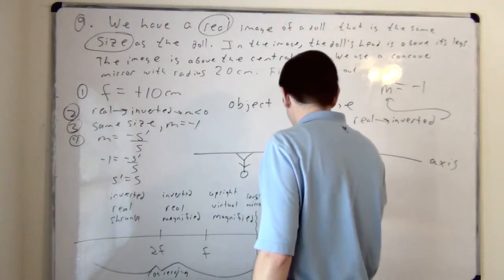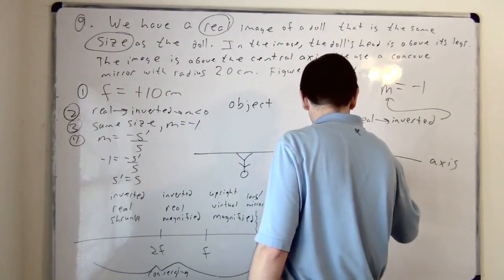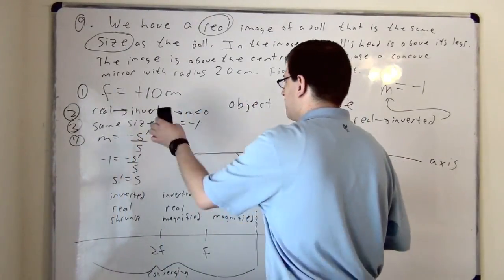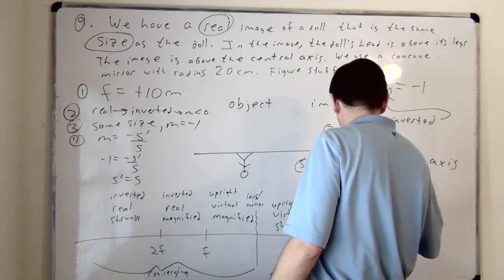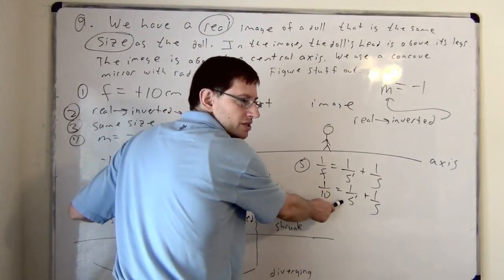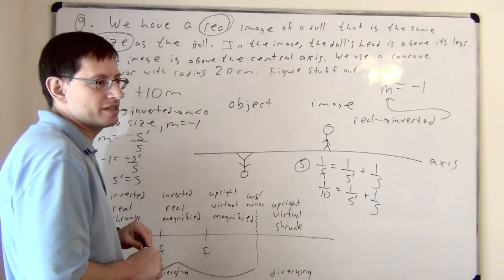So then we have our fifth equation, 1 over f equals 1 over s prime plus 1 over s. But we know what f is. We already figured f is 10. So notice what we have here. We have two equations and two unknowns. You actually can't just solve this with arithmetic. You need a little algebra to solve this technically.